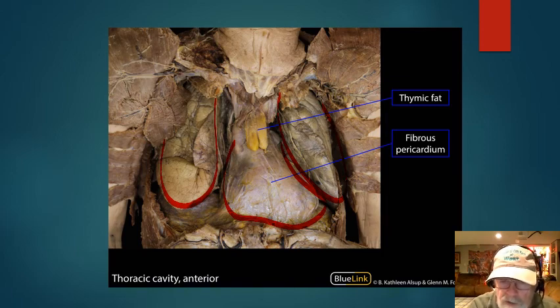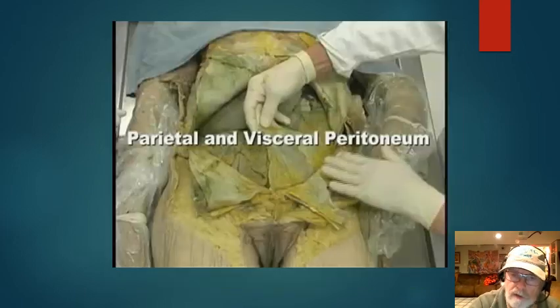Okay? The outer sac is going to be called the parietal pericardium, and the part of that sac on the inside that covers and sticks to the surface of the heart would be called the visceral pericardium. So that would be where the heart would be. That's the heart right there. And this is just looking at the peritoneum.